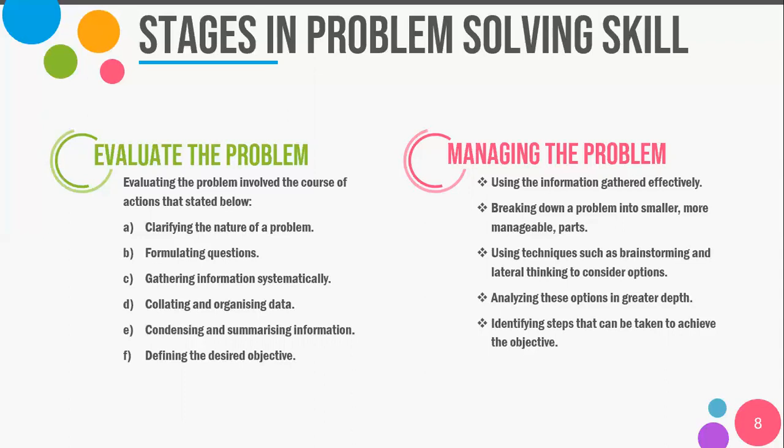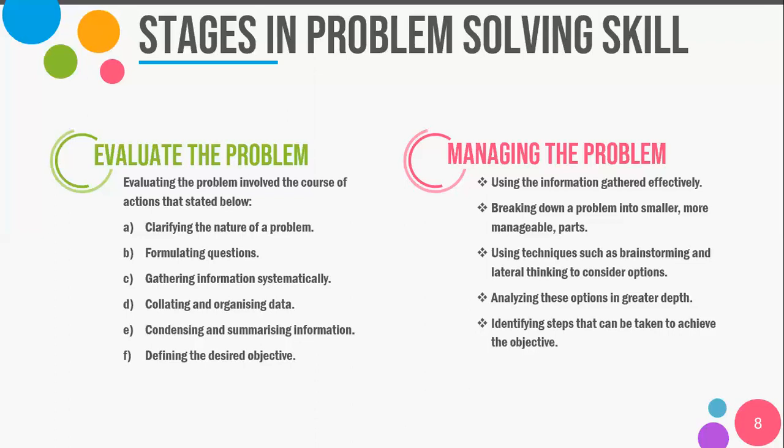So if you ask yourself, then you have a clarification on what the problem that you are facing. Okay, C is gathering information systematically, go through the internet, maybe something like that. Okay, collecting and organizing data, condensing the summary information and defining the desired objective.